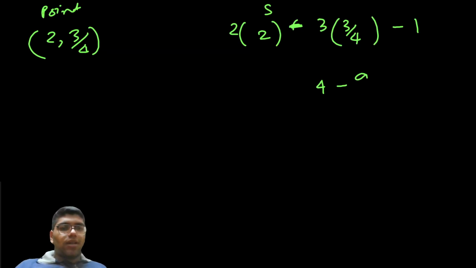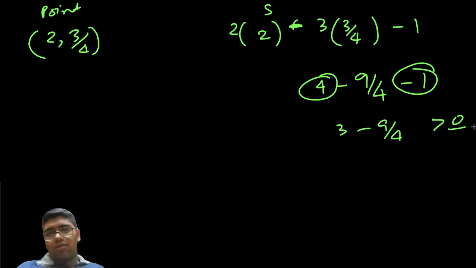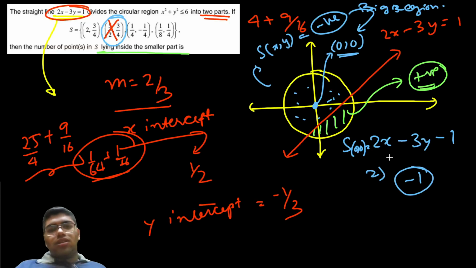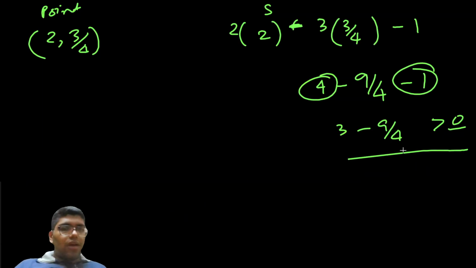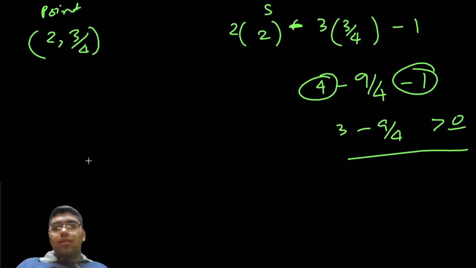minus, right, 4 minus 9 by 4 minus 1. So it is 3 minus 9 by 4. So this is definitely positive. I'm damn sure it is positive. So yes, which region is it lying in? In the positive region. So our A option matches, right? I mean to say the first point, 2 comma 3 by 4, is lying in this smaller region. Now let us think about the next point.